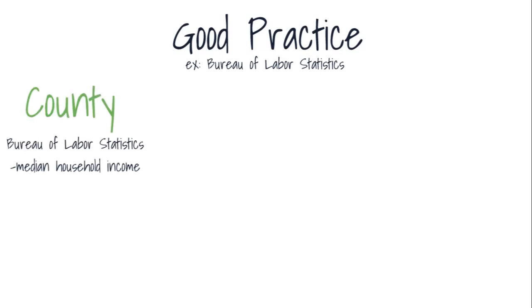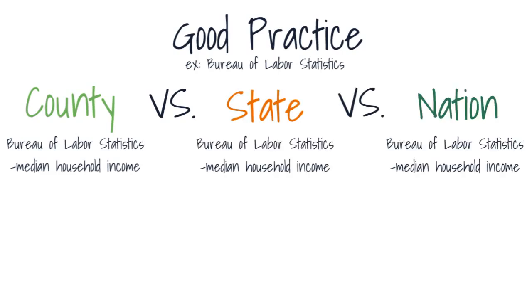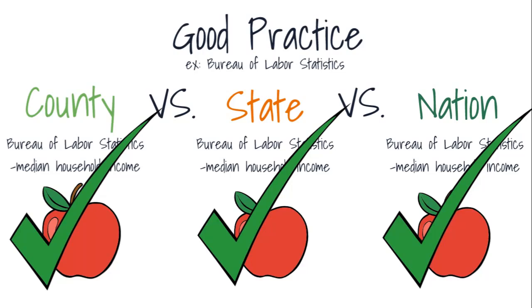On the other hand, an example of a good practice would be using one source, like the Bureau of Labor Statistics, to compare your county's median household income against the median household income of your state and the nation. By using one source to compare county, state, and national data, you can draw reliable conclusions.